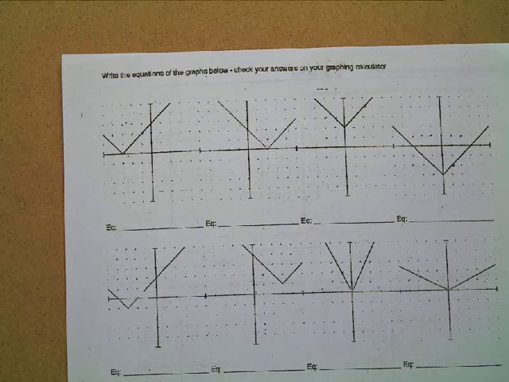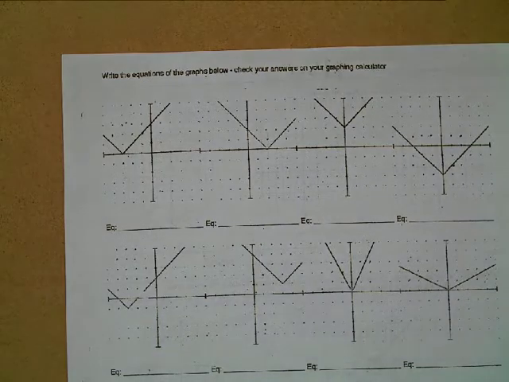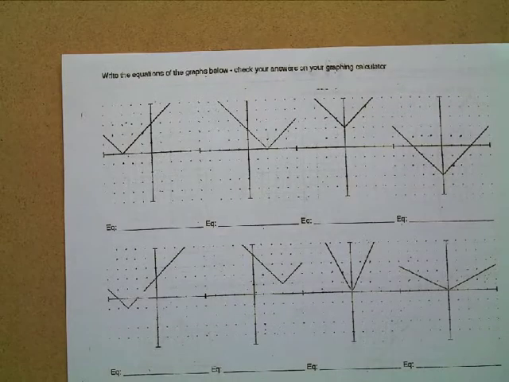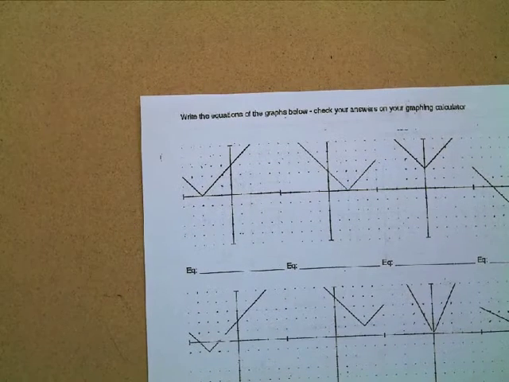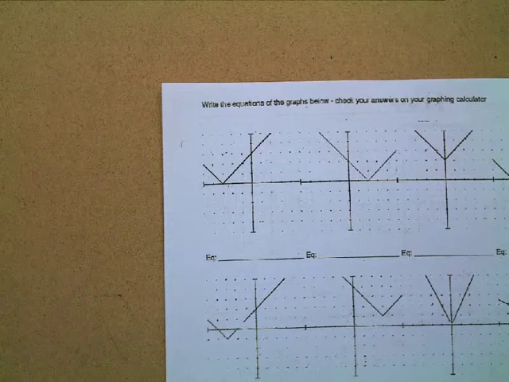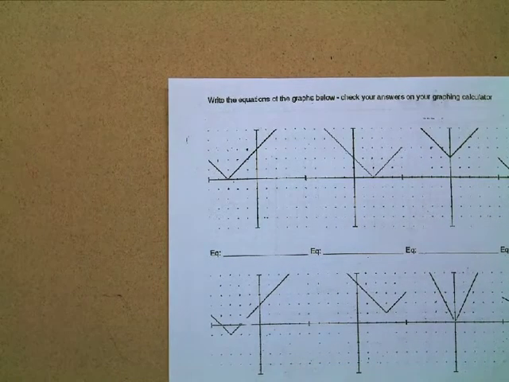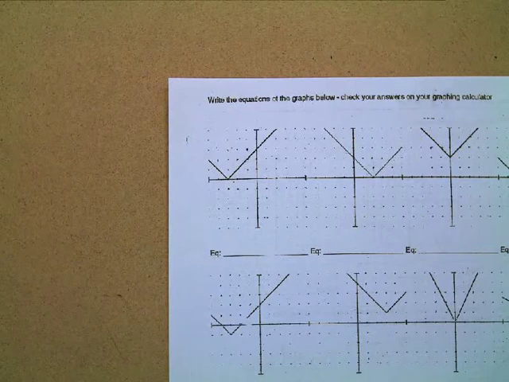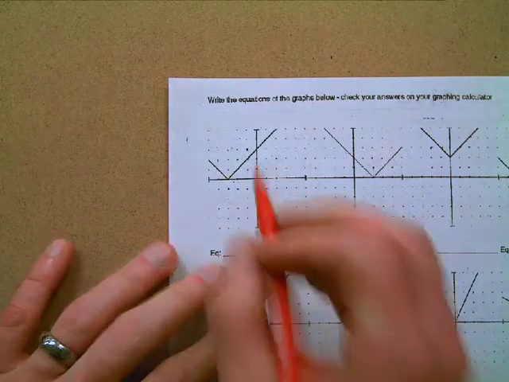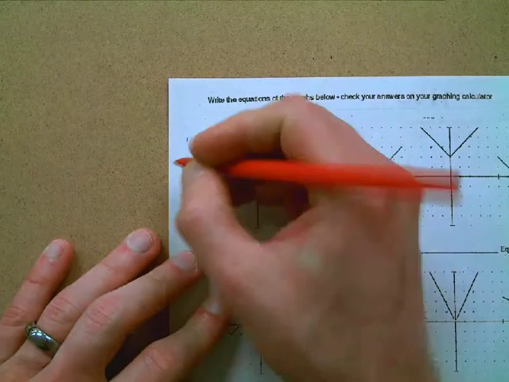All right. So let's take a look here at this first graph. Okay. So what kind of transformations do we see here? How has it shifted? Okay, it shifted left. 1, 2, 3, right? So it shifted left 3.